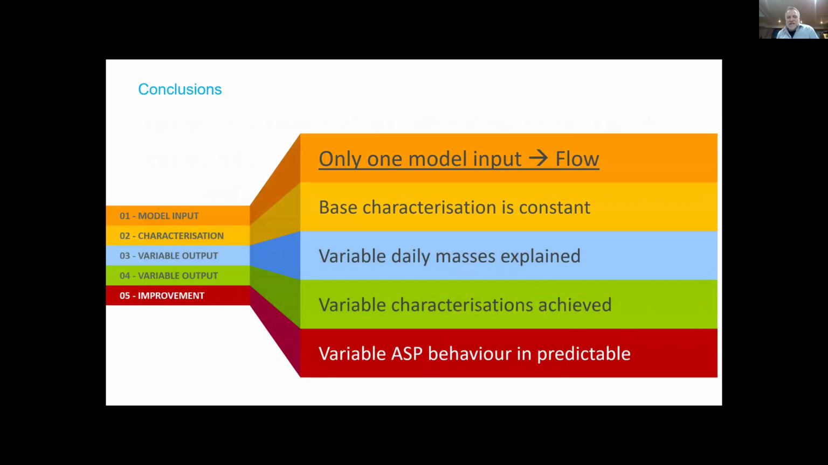So how is this valuable? Once calibrated, this model only requires one input. When you have a model which only requires one input and is able to predict a whole bunch of things, I think that's quite valuable. The base characterization of that domestic wastewater was held constant for the entire time, and yet we were able to model variable daily masses to the treatment plant, and a variable characterization was also achieved. This is not math-based. This is just intuitively modeled. It's mechanistically based and intuitively modeled.